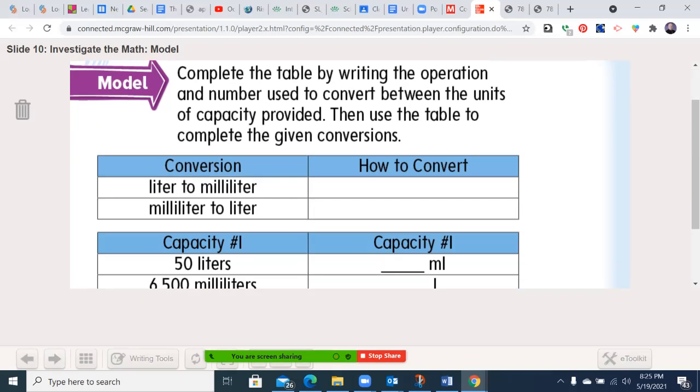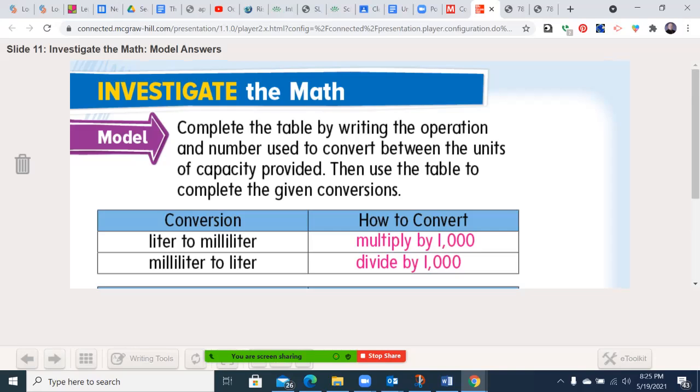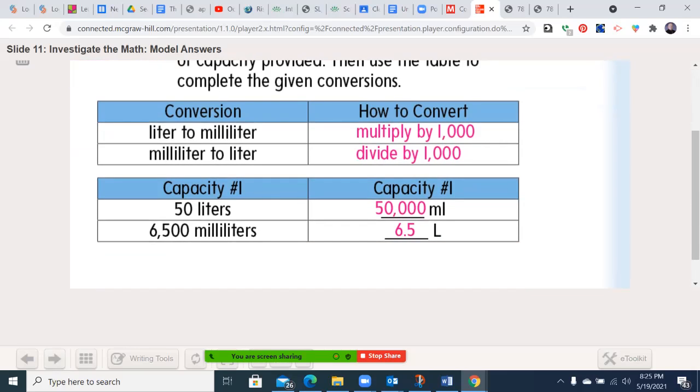Complete the table by writing the operation and a number used to convert. And I'm going to save my penmanship. Liters to milliliters. Liters are bigger and milliliters are more specific. So I multiply and it's 1,000. And milliliter to liter is the opposite. So I divide by 1,000. So now if I have capacity 50 liters into milliliters, I times it by 1,000. 50 times 1,000 is 50,000. And going from a smaller unit to the bigger one, I divide by 1,000. So 1, 2, 3, I have 6.5 liters.